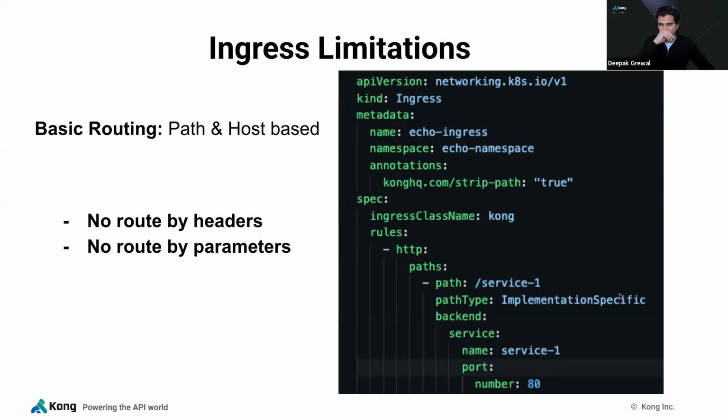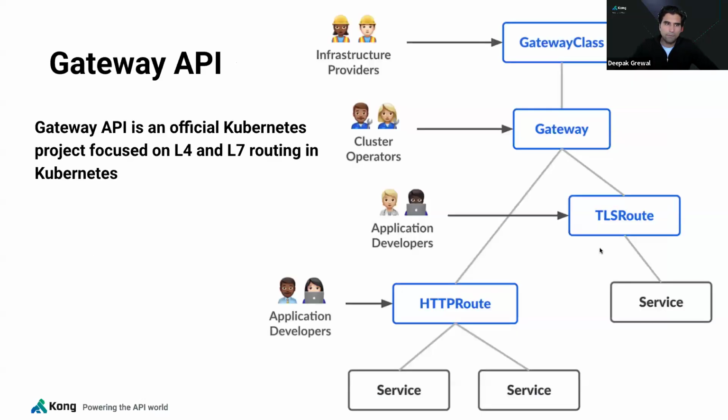The other limitation of Ingress is that it only offers basic routing, so host and path-based routing. There's no route by headers by default. There's no route by parameters. Of course, specific Ingress controllers could route in a more complex way, but natively Ingress has these limitations. There are other limitations as well. And that's where the Gateway API comes in.